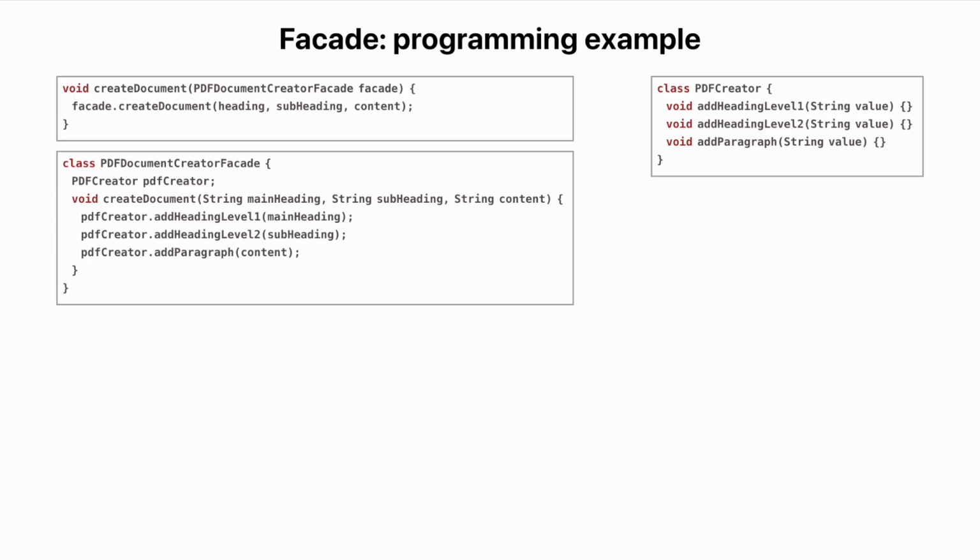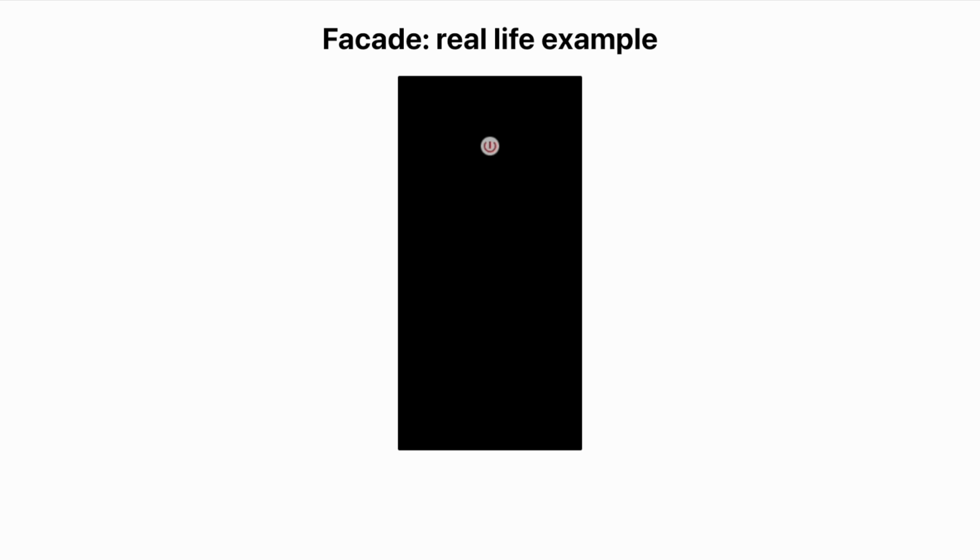If some clients do not know how to set properties for heading level 1, heading level 2, and paragraph, we can create a PDF document creation facade which will include operations for adding heading level 1, heading level 2 and paragraph. Actually, facades are created with some assumptions. A real life example: consider a shop which sells assembled computers.